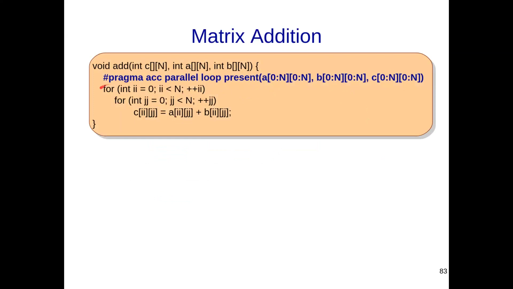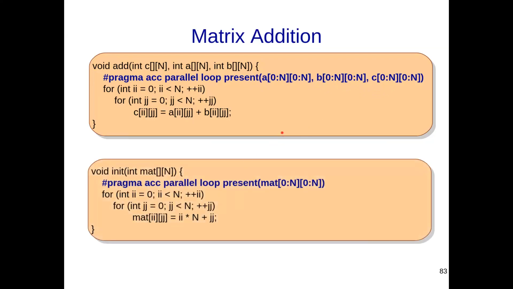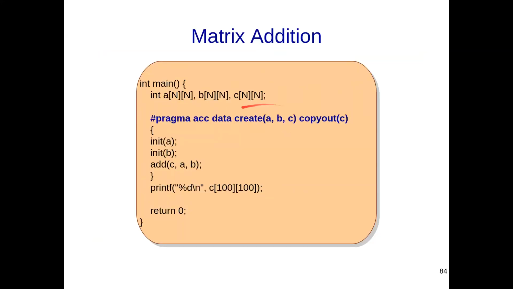So we have these two loops and c equal to a plus b. So I'm going to just specify that these are present, and since I want to help the compiler in this case, I'm going to specify completely 0:n, 0:n for A, B, C altogether. The same thing happens for the init, where again I can specify that the matrix that I'm passing as a parameter for initialization, essentially A and B, those are also present. And why these are present is because of the data clause, which is there inside main. And that data clause says create A, B, C and then copy out C, right? You can as well say create C, that is also okay.